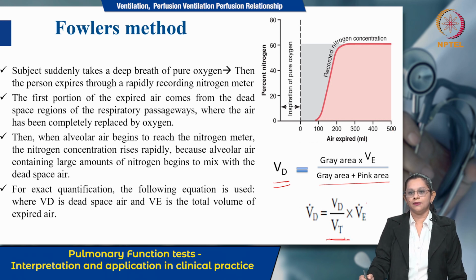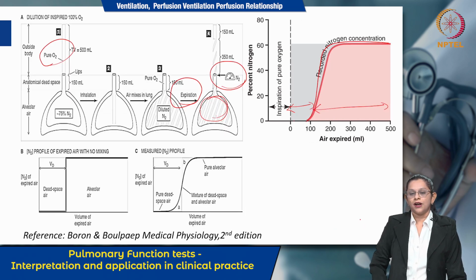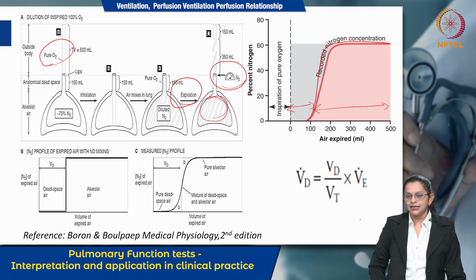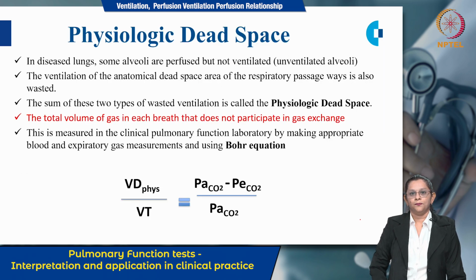So the dead space can be written as: volume of dead space is equal to gray area of dead space divided by tidal volume into the pulmonary ventilation. When we try to do the calculation based on the readings of the graph, we get the anatomical dead space to be around 150 ml.